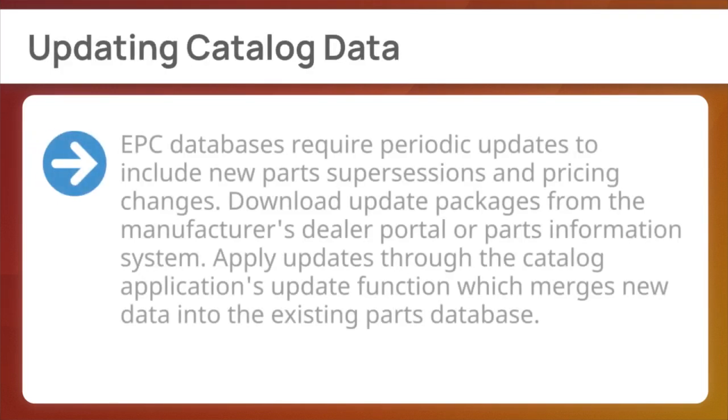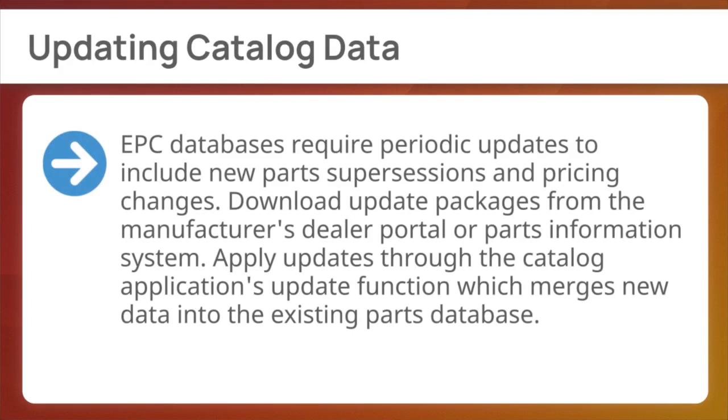Finally, updating catalog data. EPC databases require periodic updates to include new parts, supersessions, and pricing changes. Download update packages from the manufacturer's dealer portal or parts information system. Apply updates through the catalog application's update function, which merges new data into the existing parts database.